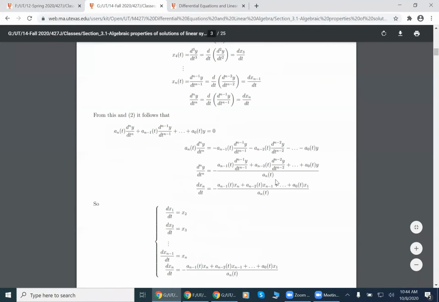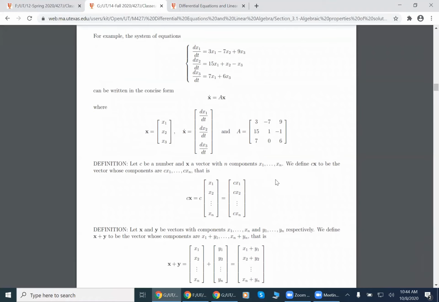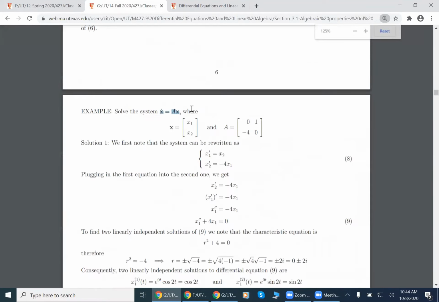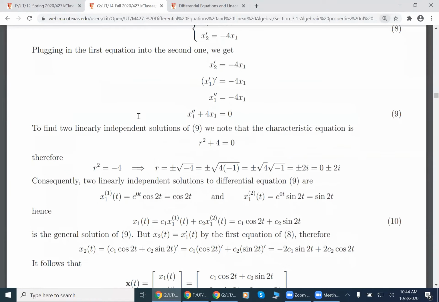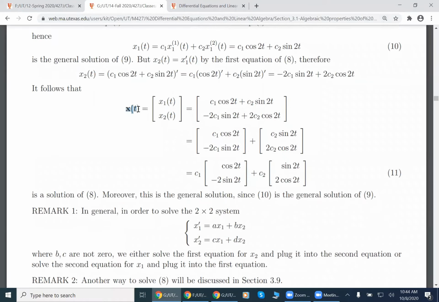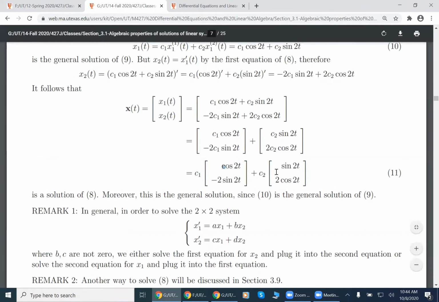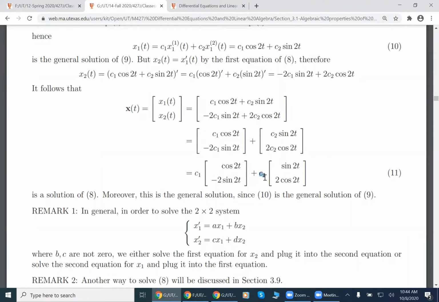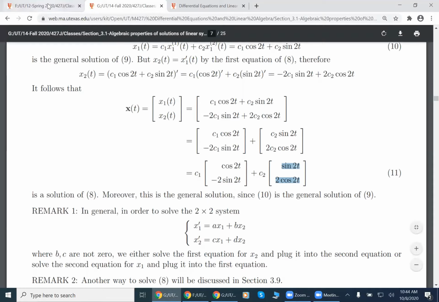For example, take a look at this system. X dot is equal to AX. We solved the system and we came up with the following result, this. So we have two particular solutions. Any solution can be written as their linear combination. What is left is the following. You can say, wait a second. Since over here we have functions, how to prove rigorously that these two matrix columns are linearly independent?